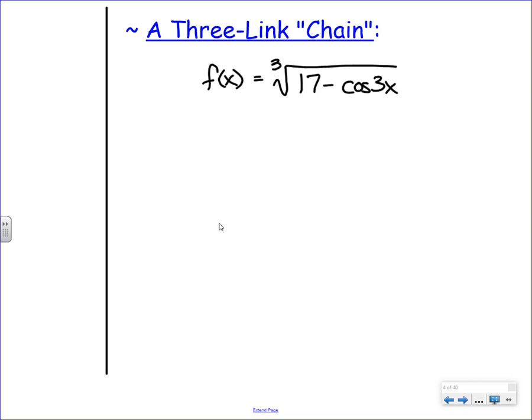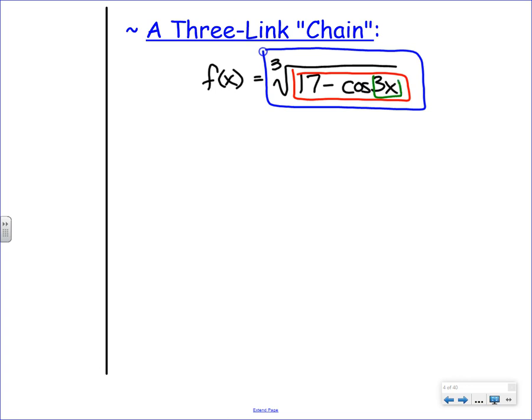All right, cool kids. What was the very first, what's the outer? Cube root of u. What's the next matryoshka? Negative cosine of 3x. Not quite. What's the next inner? 3x. Did you get them all?